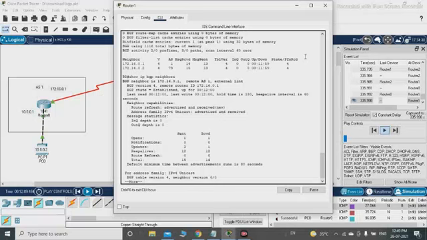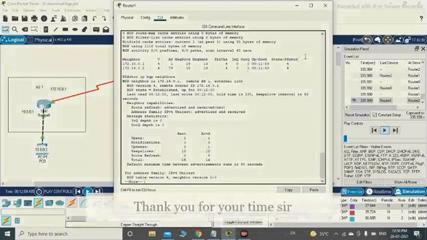Thank you, sir, for your time and consideration. So we have understood BGP configuration in the Cisco router with both types, IBGP and EBGP, with this topology diagram. Thank you, sir.